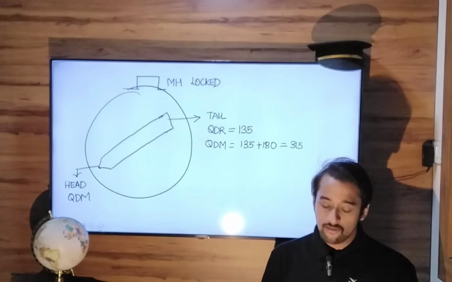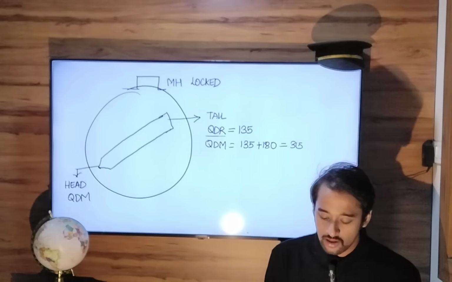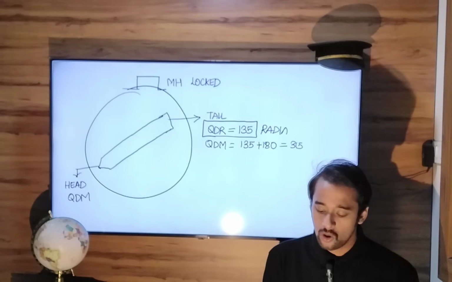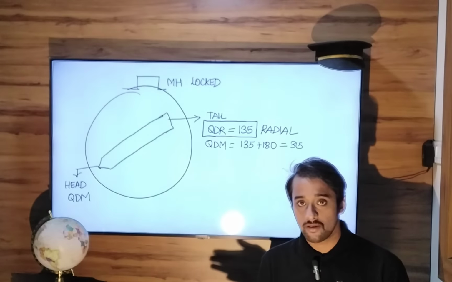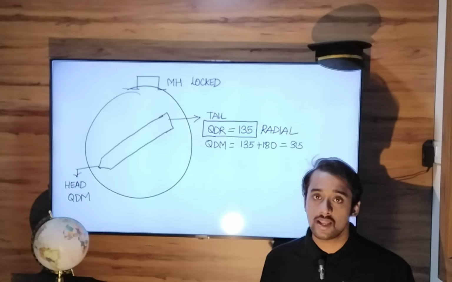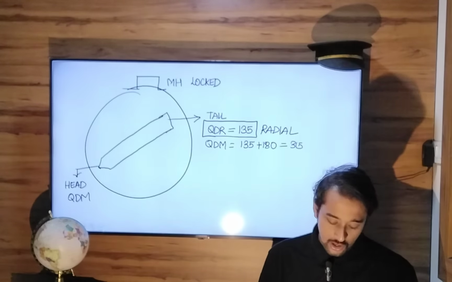Now see, we know the radial we are situated on, which is QDR. QDR stands for your radial, the radial of VOR on which aircraft is situated. Okay, that is given by the tail of the needle. So we do know the radial we are situated on, which is 135. So option A will be wrong.